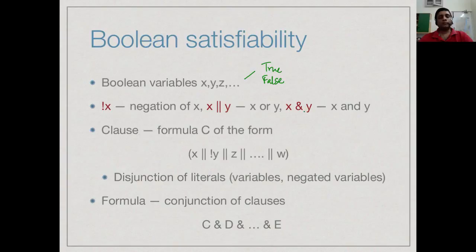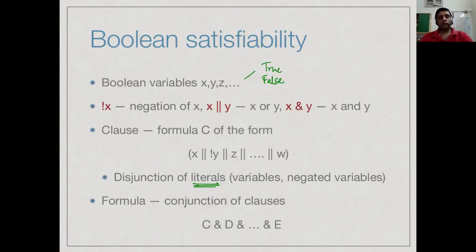Now we set up Boolean formulas in a very special form. We first construct what we call our clauses. A clause is a big disjunction. It's x or y, not y or z or something. What is inside the disjunction are either variables or their negations. These are called literals. So a literal is either a variable or a negated variable. So a clause is read as x or not y or z dot dot dot or w. So this is a clause.